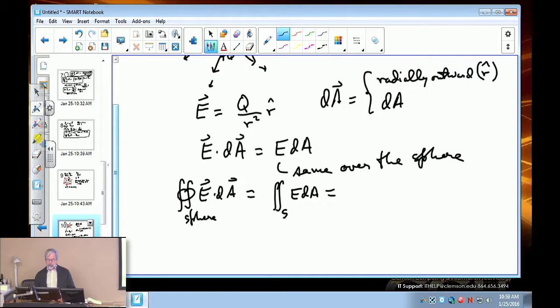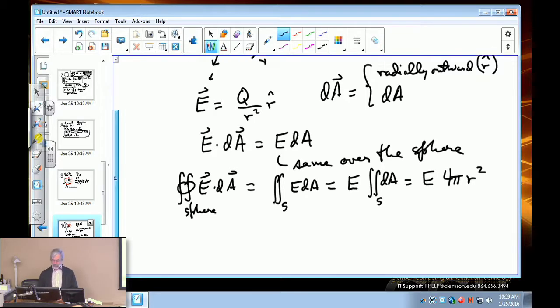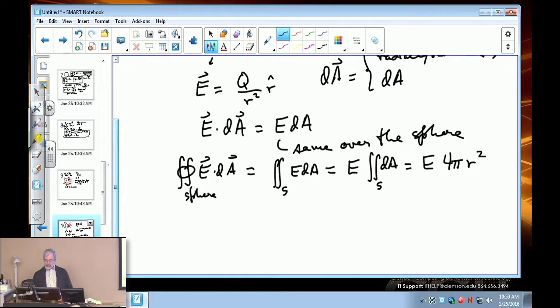E is a constant, so I can pull it out. The magnitude is a constant. I can pull it out. And then I just need to calculate the area of the sphere. Well, what is the area of a sphere of radius r? 4 pi r squared. Oops. 4 pi r squared. You're remembering volume. And the magnitude of E is q over r squared. So this is 4 pi q.